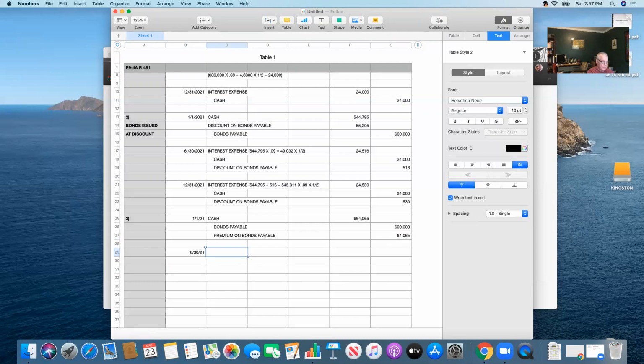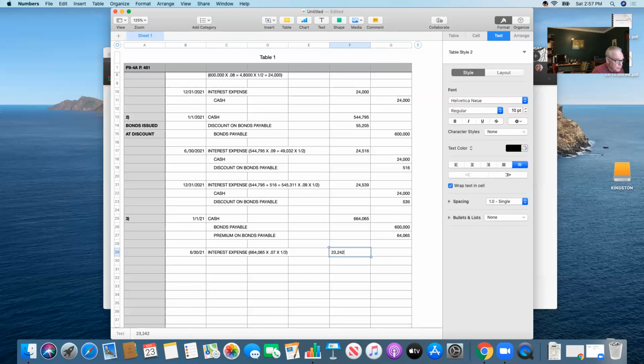6/30/21. Debit interest expense, right? Carrying value, 664,065 times market rate. Market rate, 7%, 0.07 times 1/2. Debit interest expense $23,242.